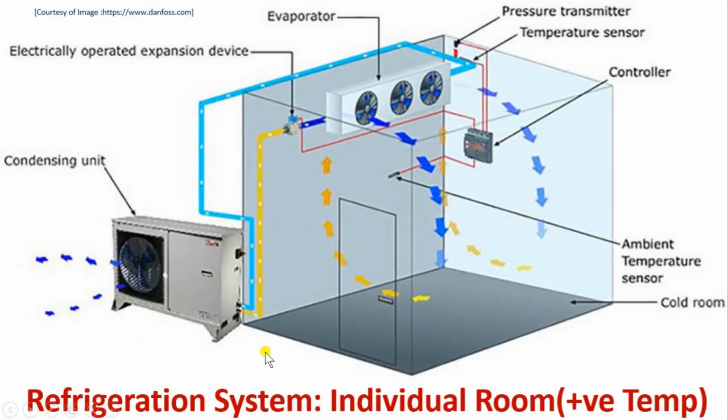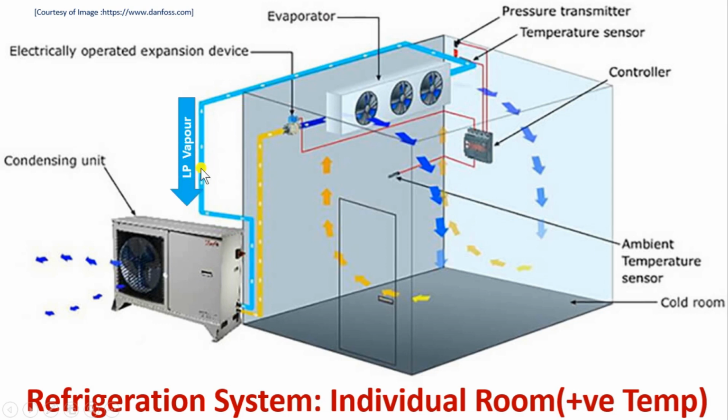Let's understand refrigeration system used for individual room of cold storage having positive temperature. Working of this system is similar to split air conditioning system. This system mainly consists of two units, indoor unit and outdoor unit. Indoor unit consists of evaporator and expansion valve. Outdoor unit consists of compressor and condenser.